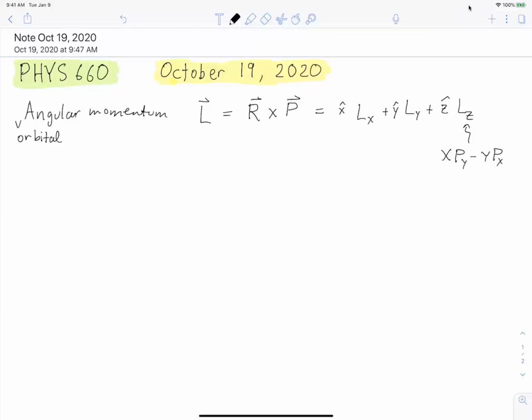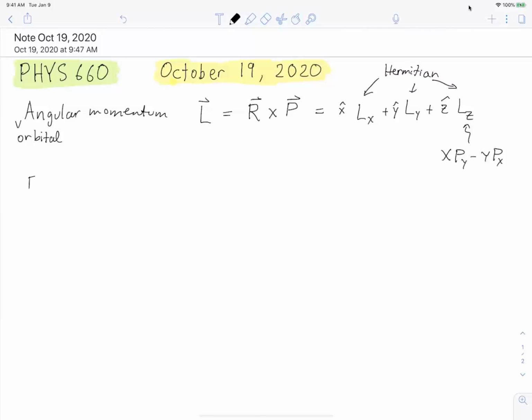And so given the fact that the order doesn't matter, it's also true that because the individual operators x and p sub y and p sub x are Hermitian, that means all 3 of L sub x, L sub y, and L sub z are also Hermitian operators. So this thing is a vector made out of Hermitian operators. And our next task is to see what this has to do with rotations.